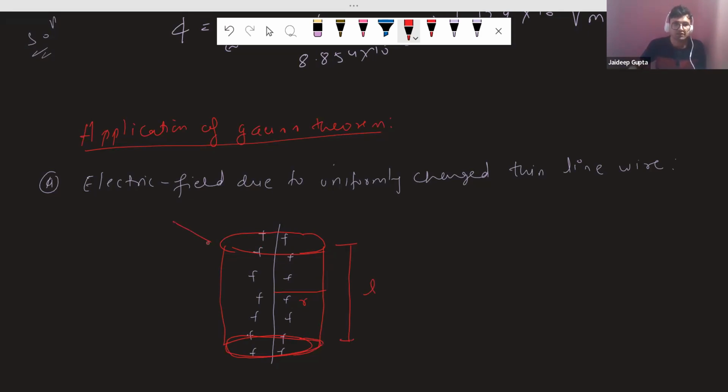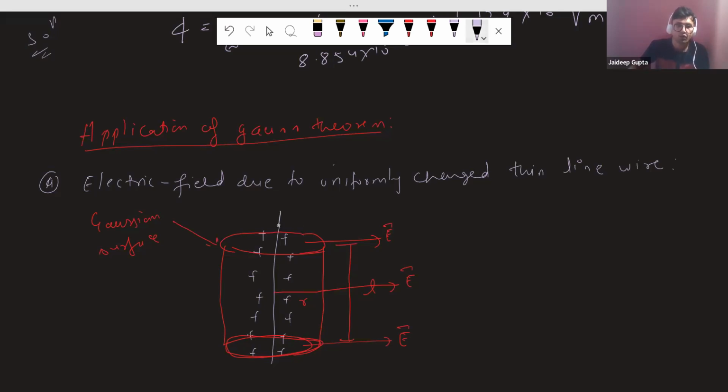This is a Gaussian surface. If the question comes in your exam, what is the shape of the Gaussian surface? If it is a uniformly charged thin line wire, it must be cylindrical. We have to calculate the electric field at distance R. So there are three surfaces. One is curved, two surfaces are circular. The direction of electric field for the curved portion is towards right. This is electric field.